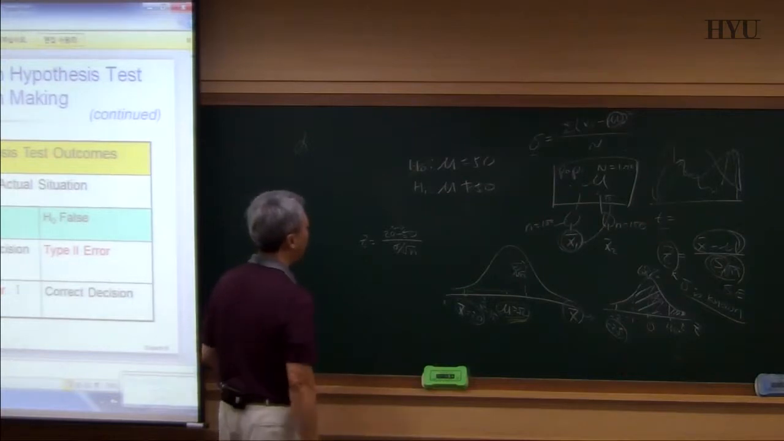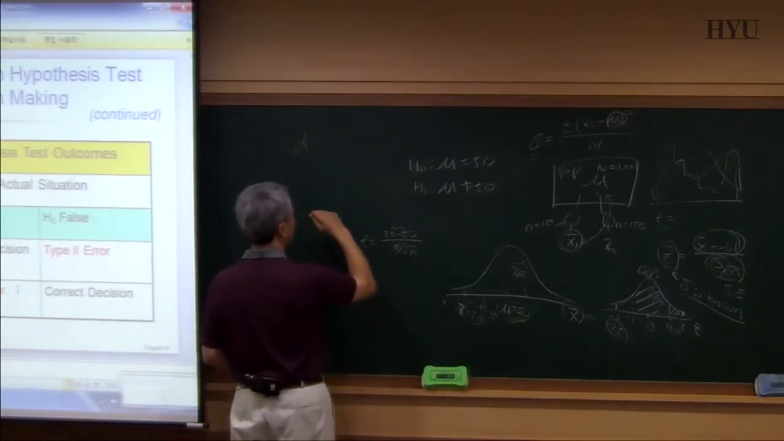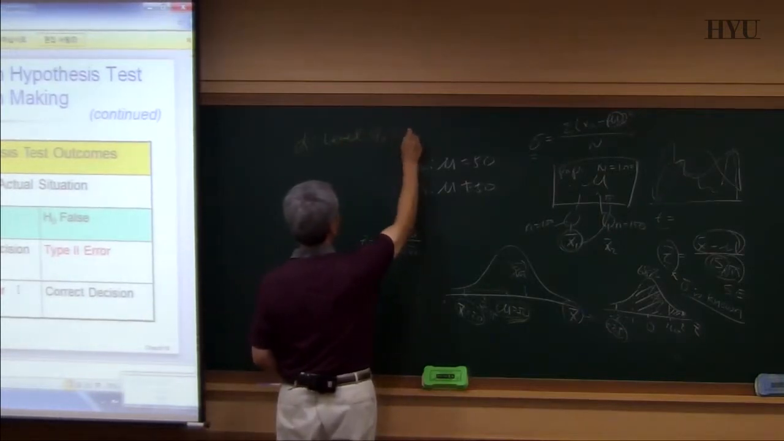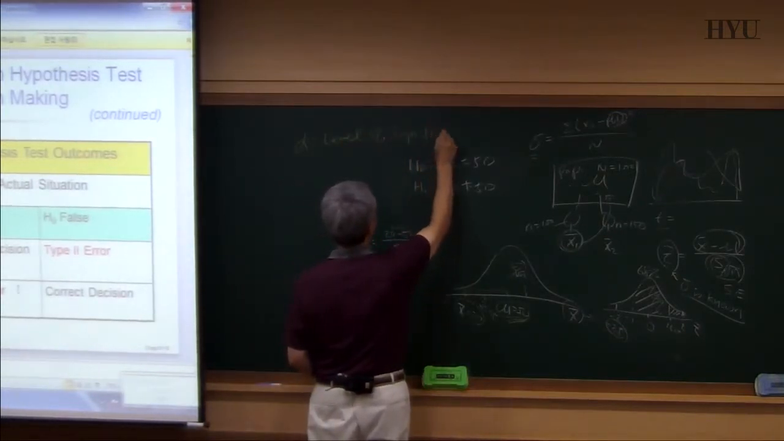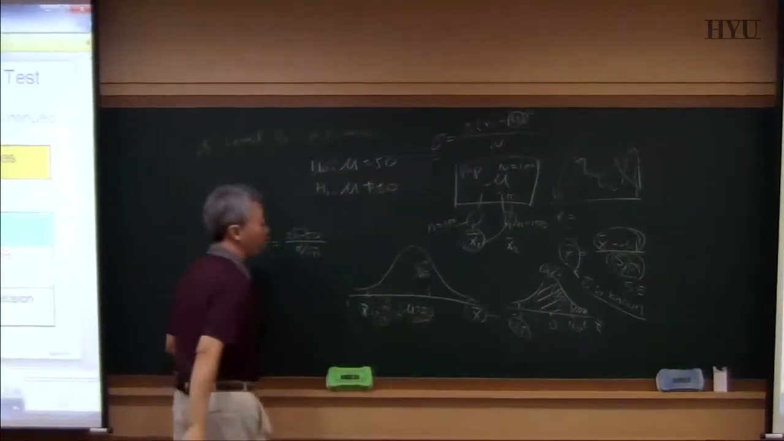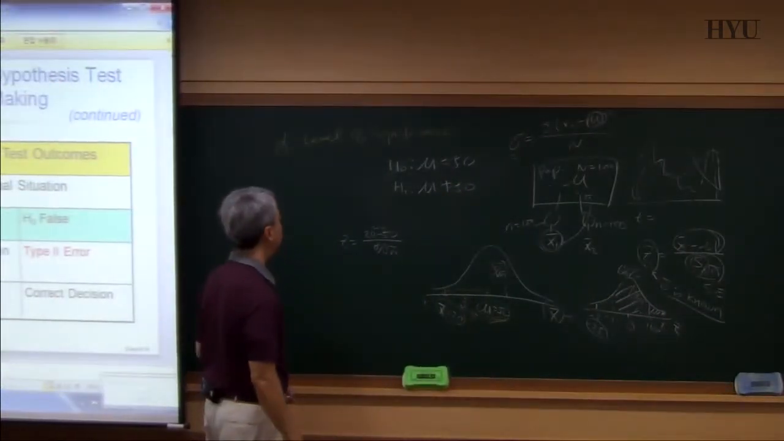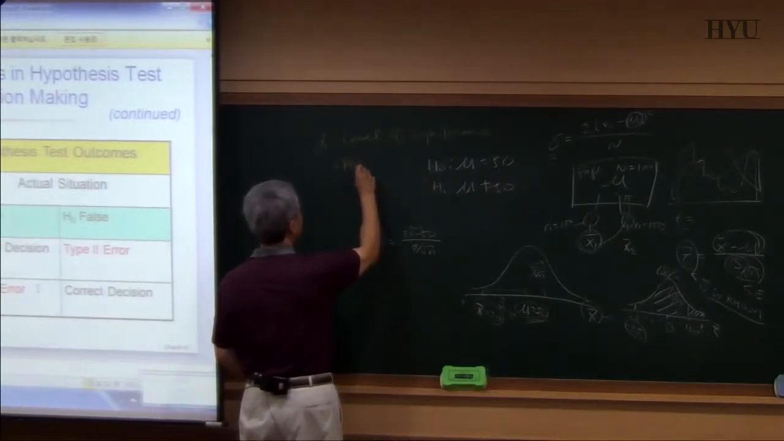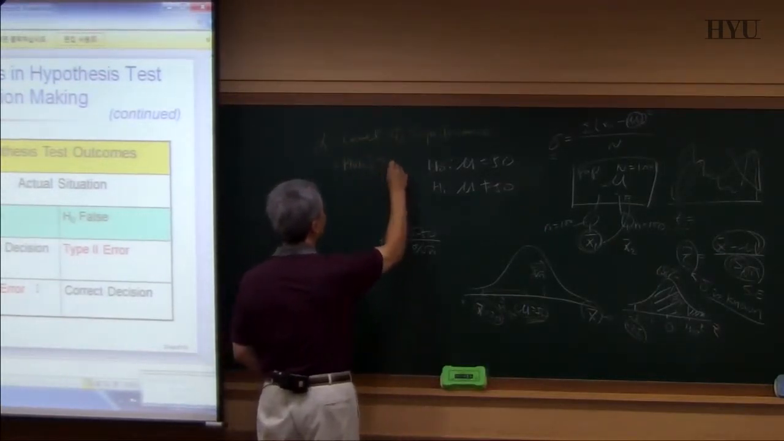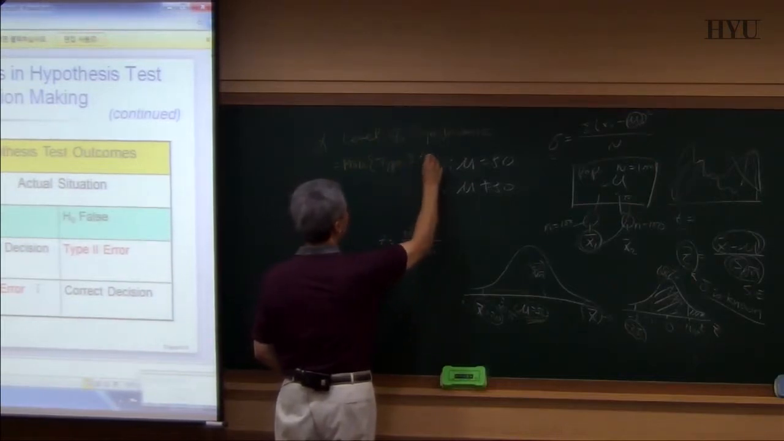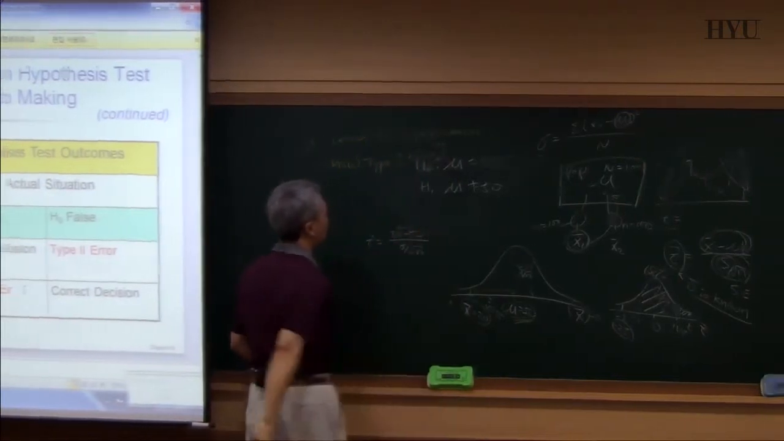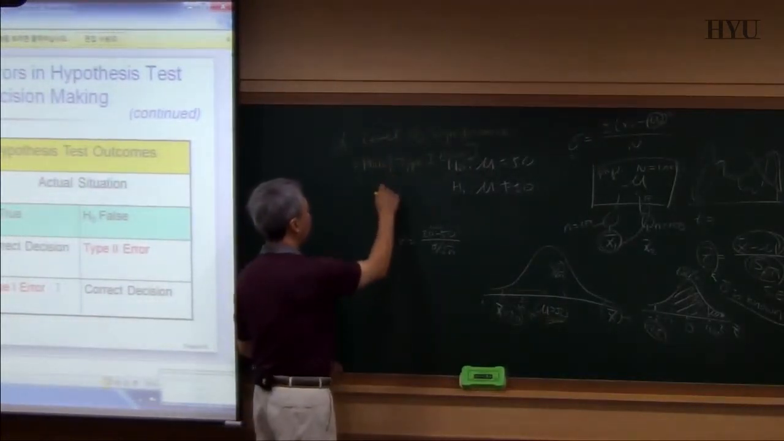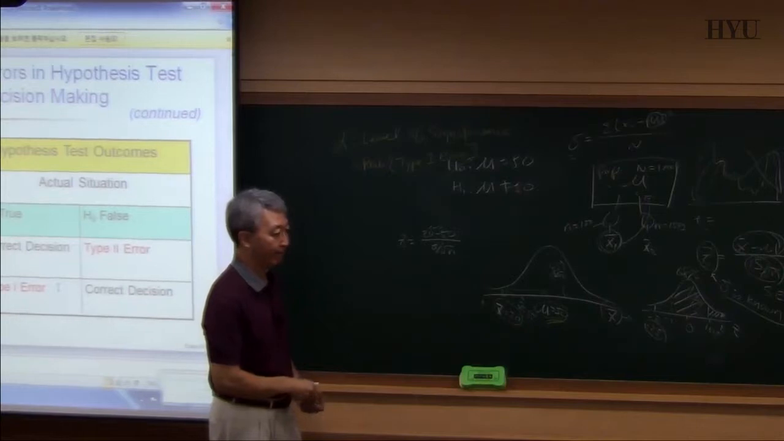Alpha, the name of alpha or definition of alpha, is level of significance or significance level, right? And this is actually probability for type 1 error. Probability for type 1 error. Okay?